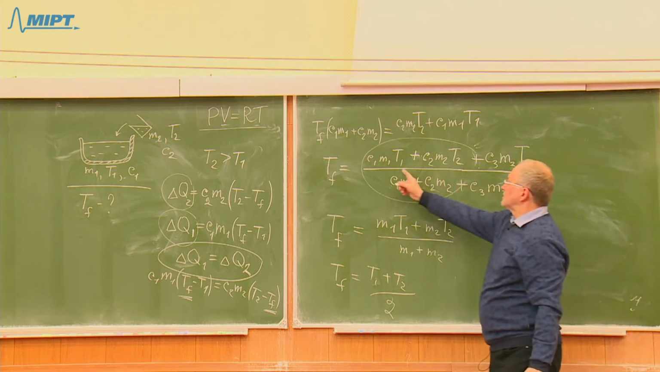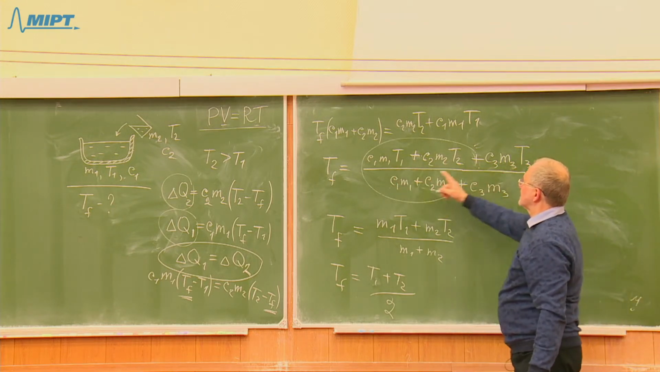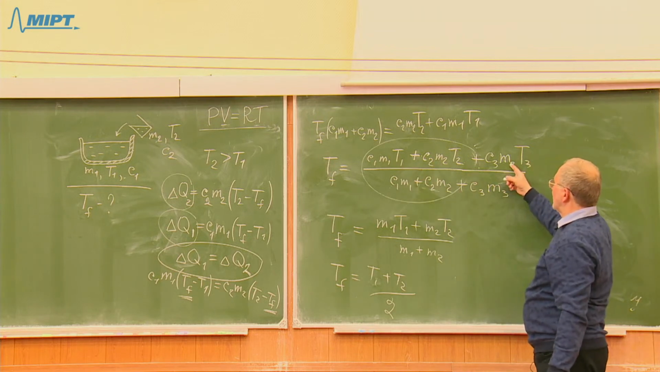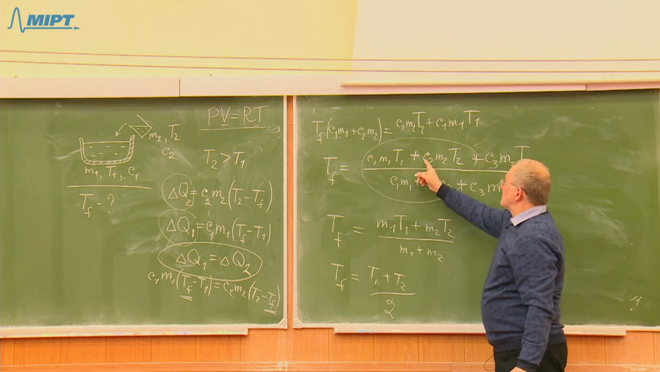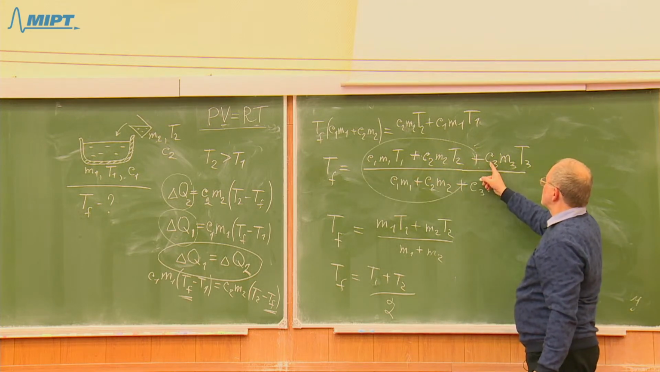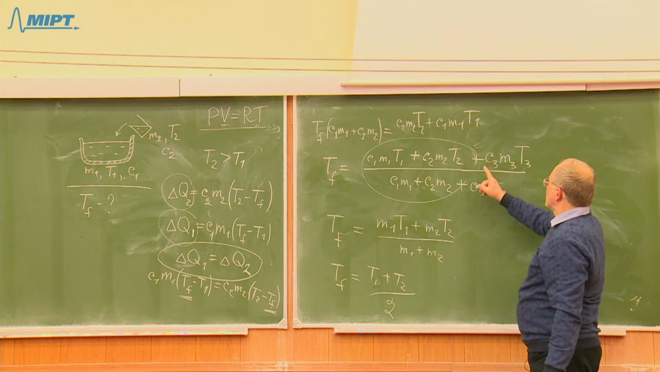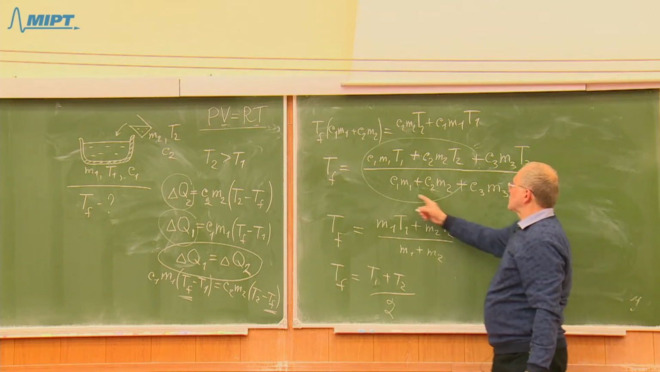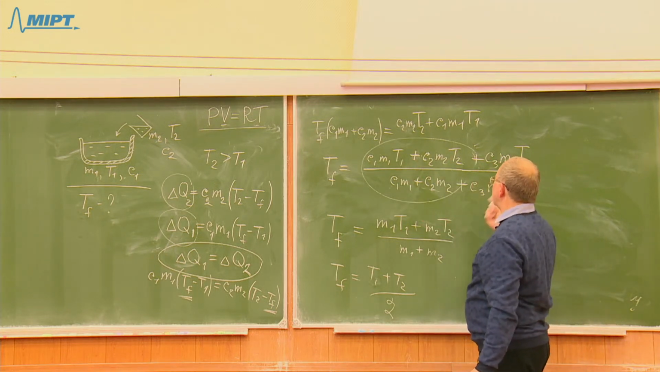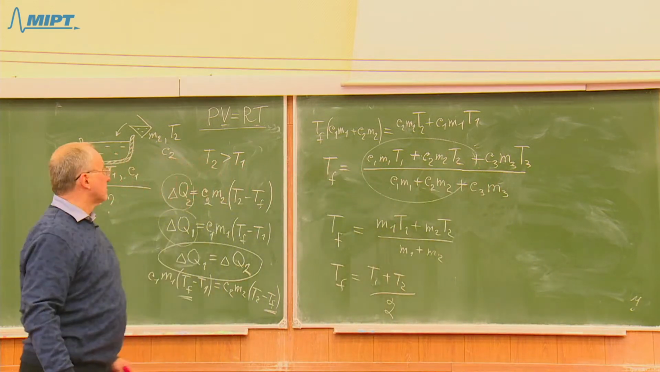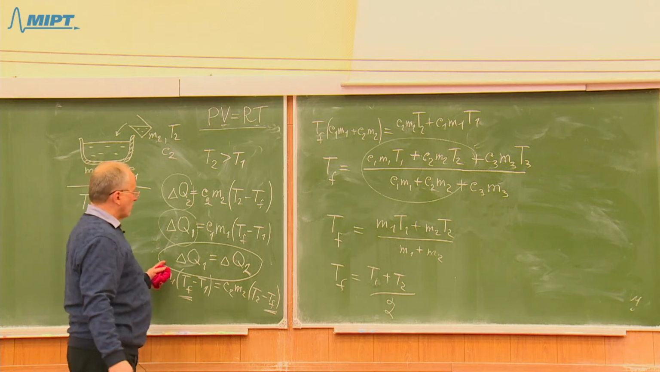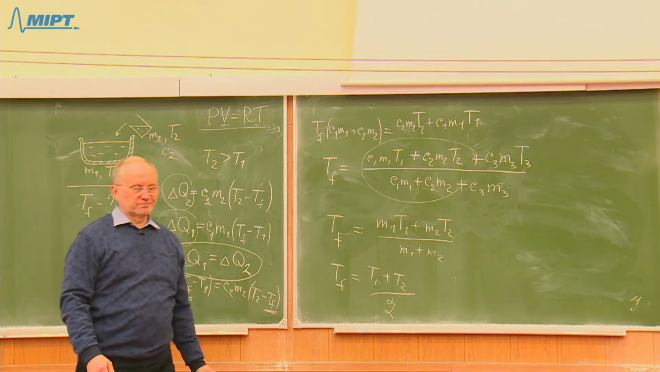If you have 3 different liquids of masses M1, M2, and M3, and all liquids are different and they have different specific heat coefficients, then the final temperature of the mixture of 3 different components will be given by this formula. It's easy to establish from the heat balance equation.